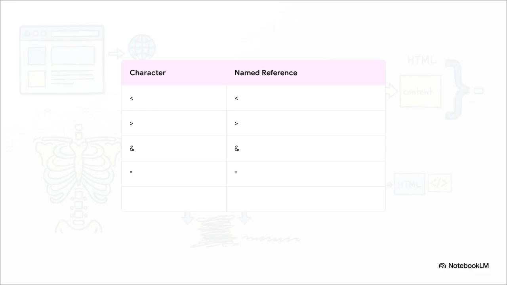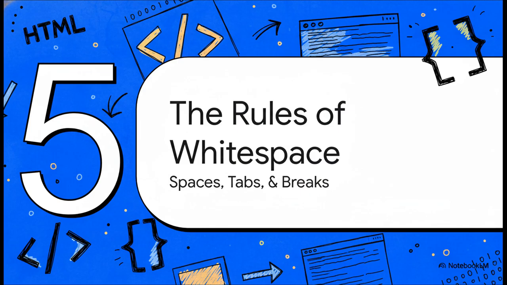Another one you'll see a lot is nbsp, which is a non-breaking space. It's a way to force a space to exist where the browser might otherwise ignore it. And hey, speaking of spaces, this is a perfect time to talk about whitespace. That's just the fancy term for all the spaces, tabs, and line breaks you put in your code.